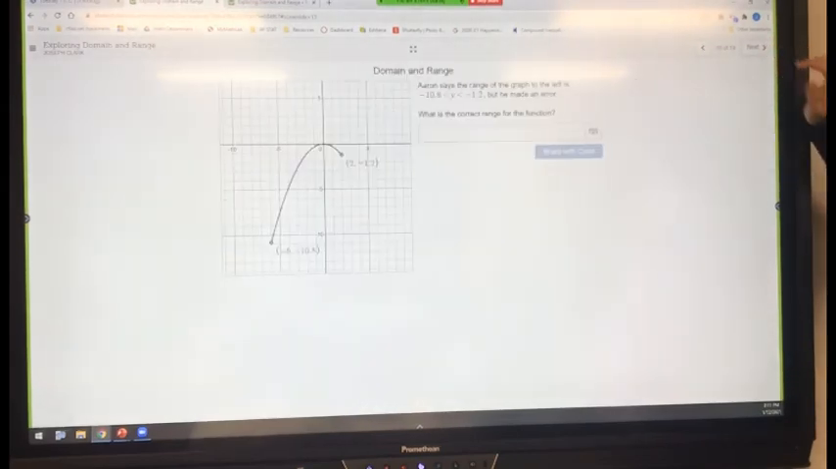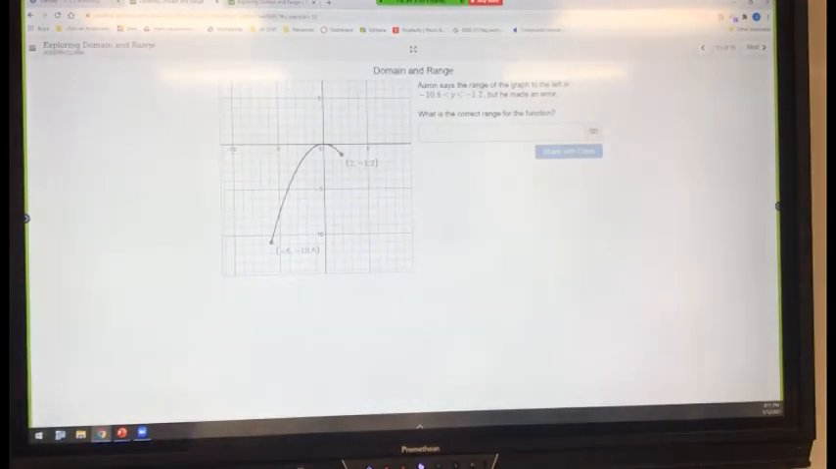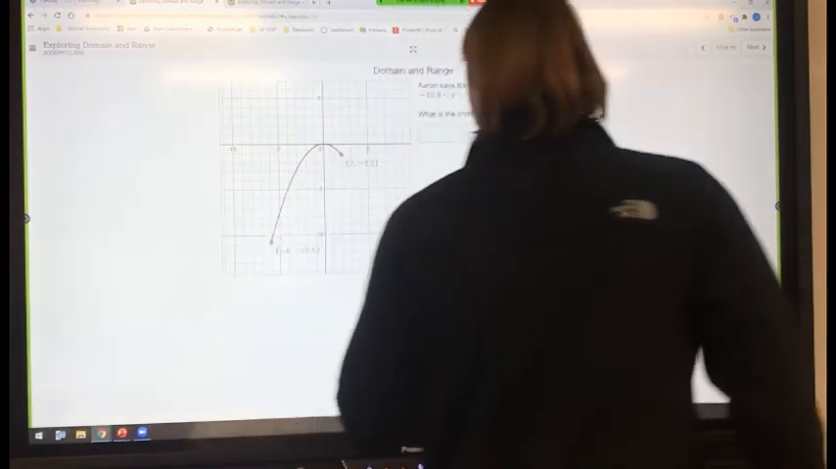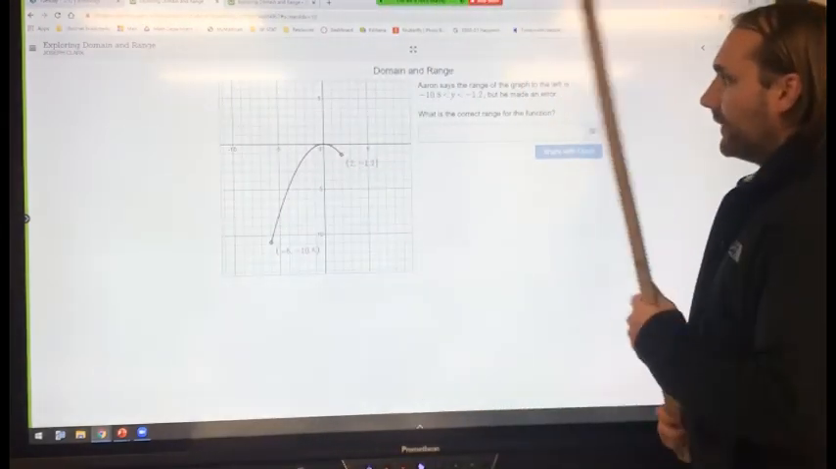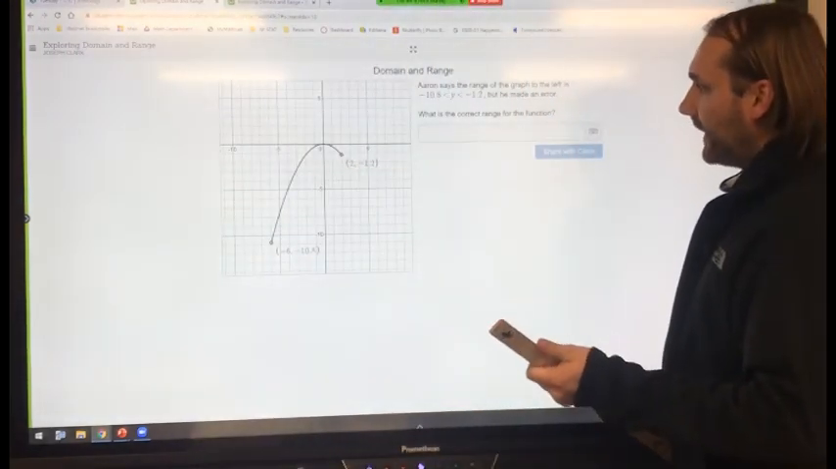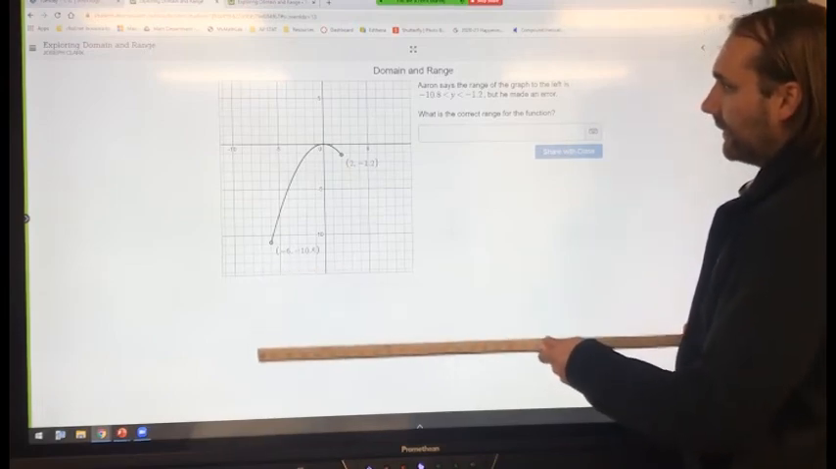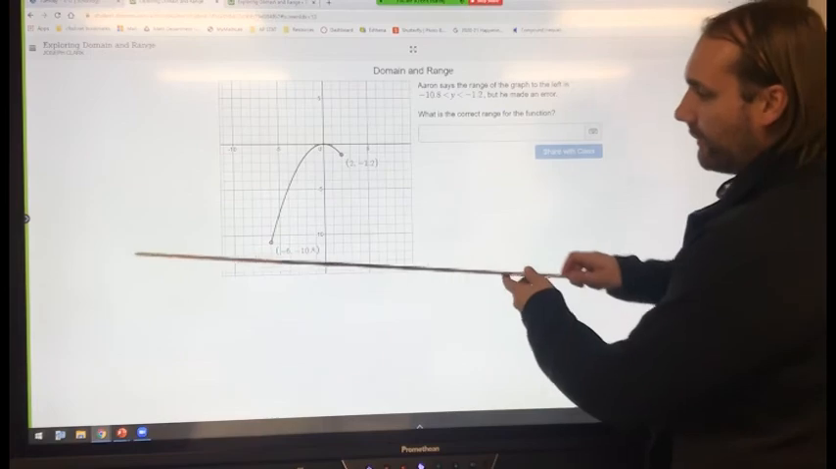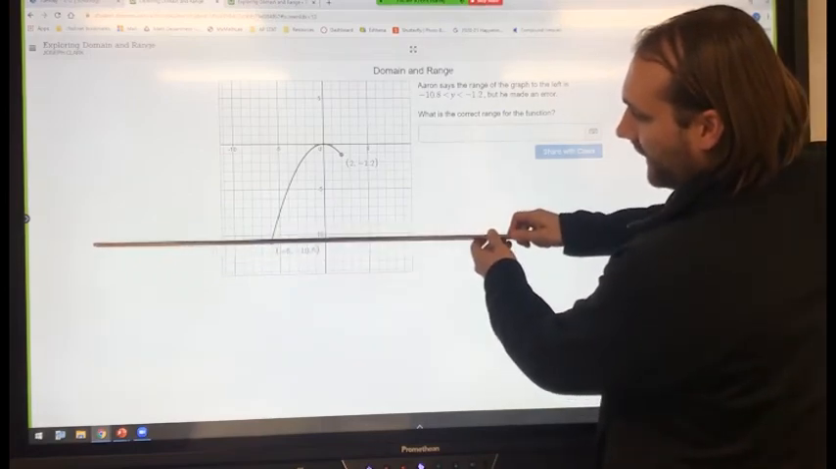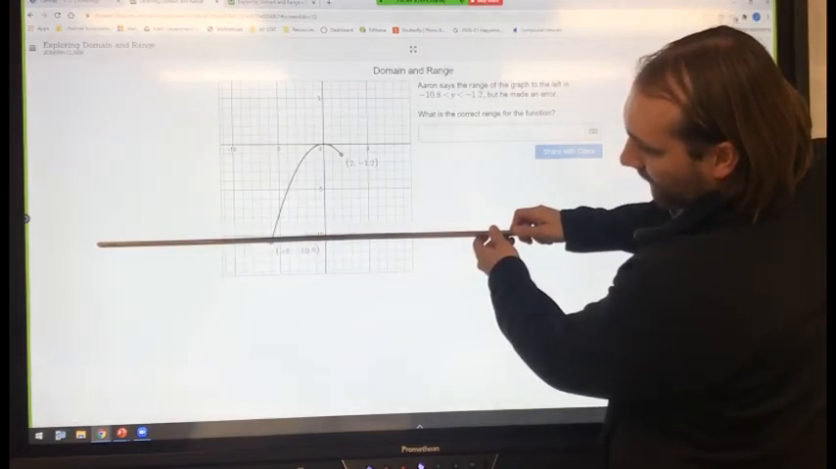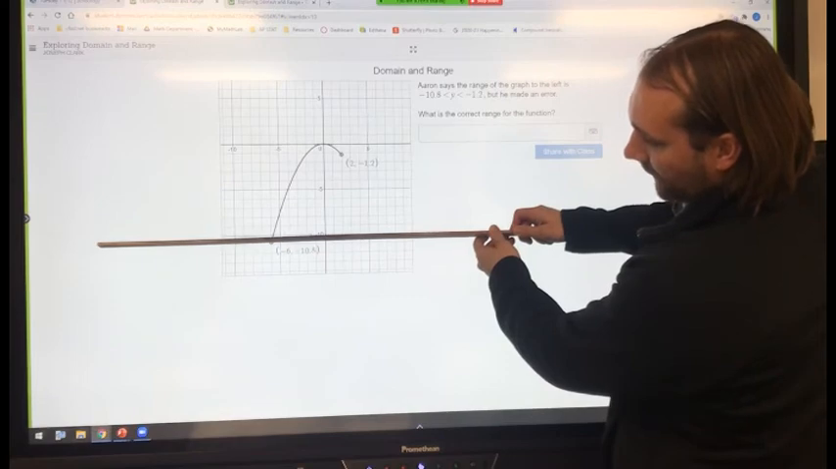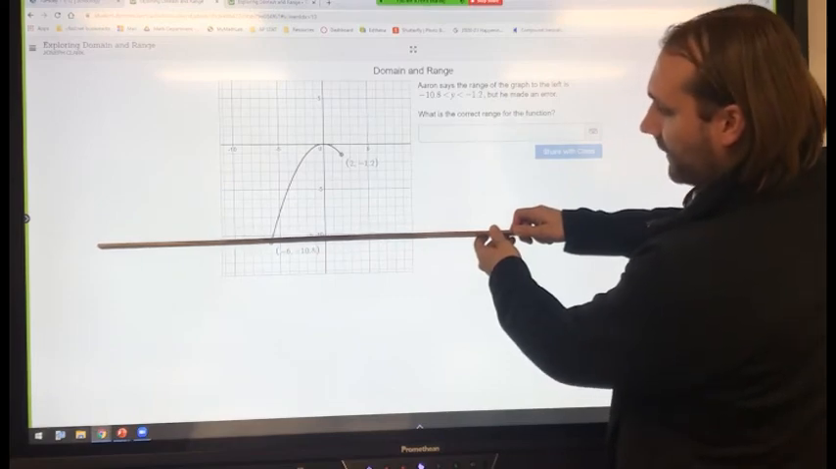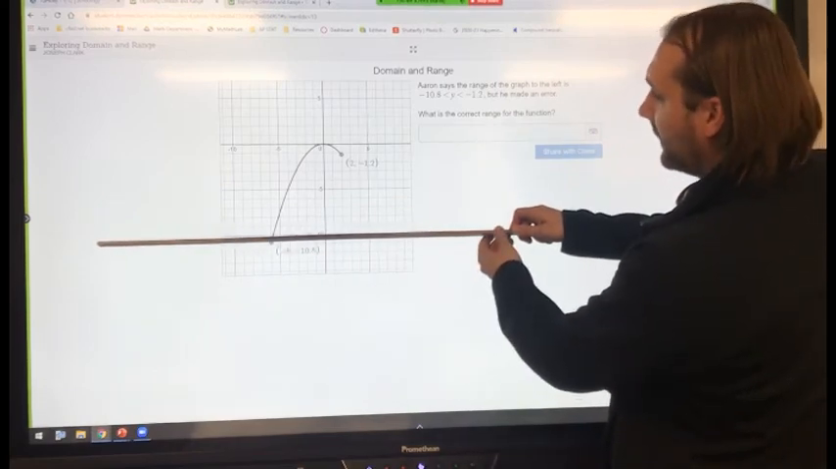One more thing I want to bring up, and that's this one right here. Aaron says the range of the graph on the left is going from negative 10.8 to negative 1.2. He made an error. What is the correct range for this function? So let's look. He says it's going from negative 10.8. So the lowest point in this graph is negative 10.8. Do you see any point of the graph below my ruler? No. So the bottom part of my range is correct.